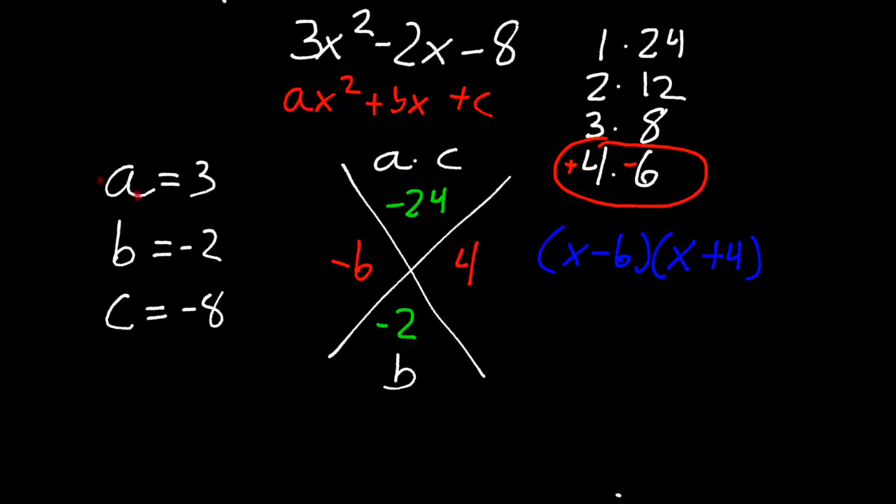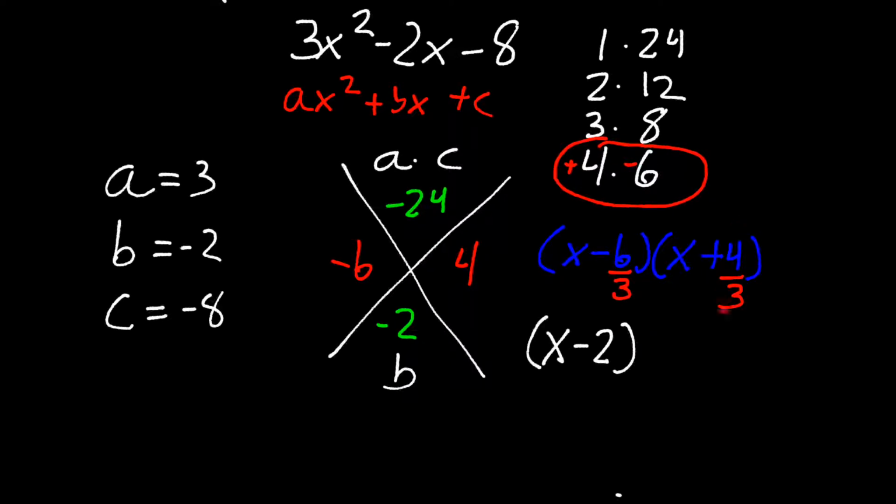You know how a was 3? Now that we're at this part, I need to divide by the original a. So I have x minus 6 divided by 3 times x plus 4 divided by 3. And this is going to follow a little rule: if you can do the division, you should do the division. So x minus 6 divided by 3 is going to turn into x minus 2, because 6 divided by 3 is 2.